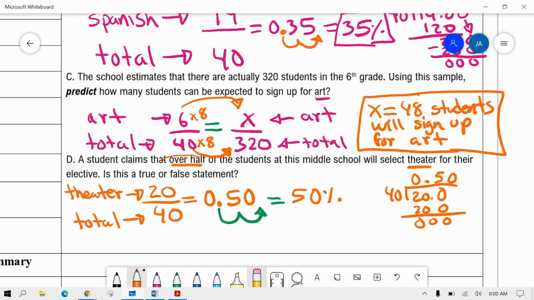So this statement is actually false because this student is claiming that over half of the students based on the sample will be taking theater. So if we use the information from the actual sample, we can see that it's exactly 50%, not over 50%. So the statement is false.